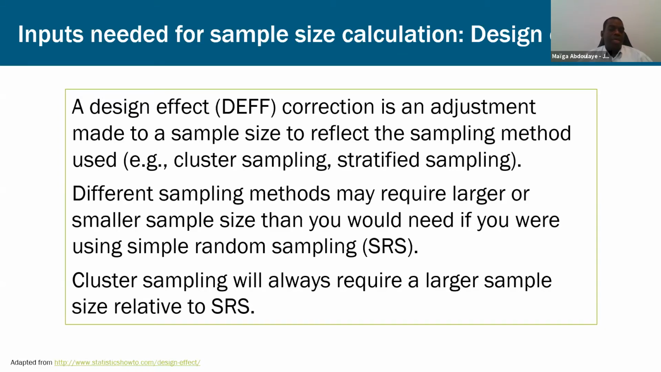sampling. We are talking about simple random sampling because the design effect, basically, when we try to calculate it, is just the division of the variance from our complex sampling compared to the simple random sampling. And also, typically, cluster sampling will require a larger sample size compared to simple random sampling.